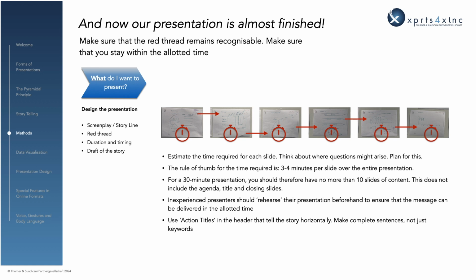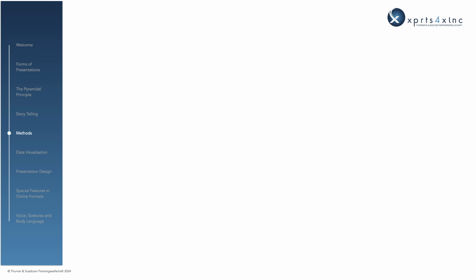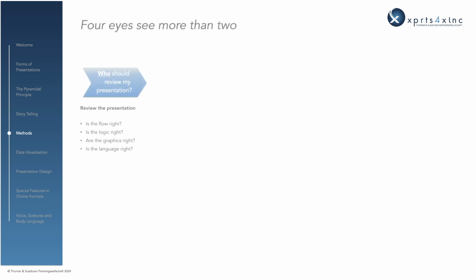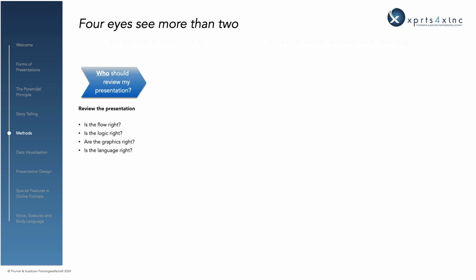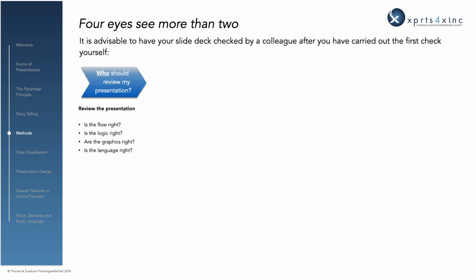entire presentation. For a 30-minute presentation, you should therefore have no more than 10 slides of content. This does not include the agenda, title and closing slides. Inexperienced presenters should rehearse their presentation beforehand to ensure that the message can be delivered in the allotted time. Use action titles in the header that tell the story horizontally. Make complete sentences, not just keywords. And finally, have your presentation reviewed by a colleague because 4 eyes see more than 2.